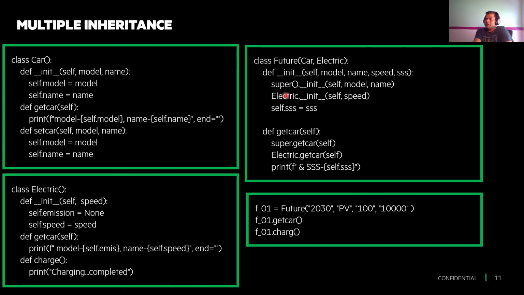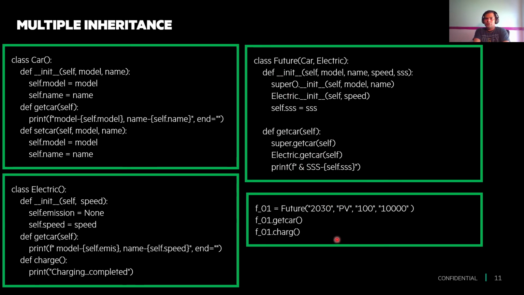Again, we have the initialization here. Now we are adding one more piece of information. We are saying supersonic speed, and then we define the gate car. Again, in the gate car, we want to print all the information. We were able to print the information from the car with the help of super.gateCar, but for electric, we have to use the class name electric and print, and then add the information from this particular future class.